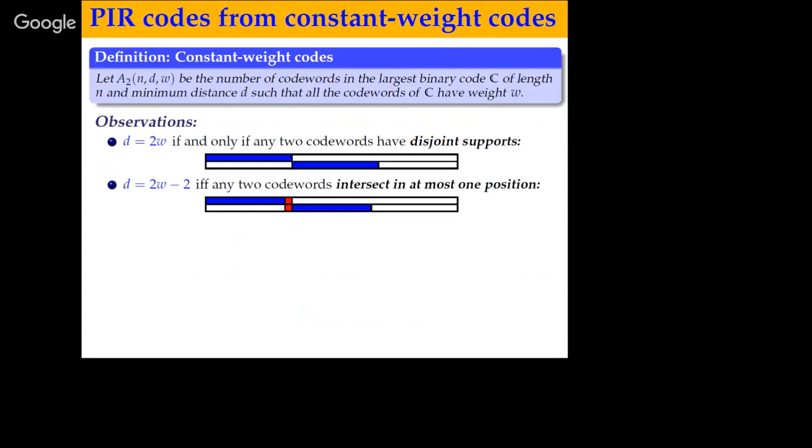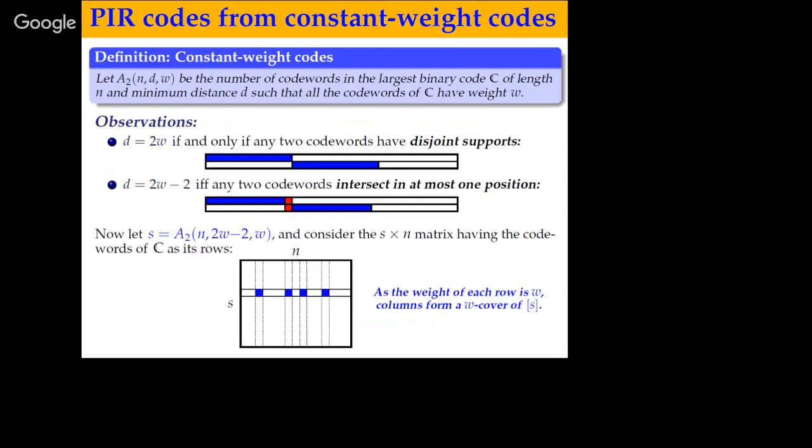I claim that this will happen if and only if the supports of the code words are almost disjoint. So if they intersect in exactly one position. Okay, is it clear? This is how I might get my disjoint k covers.